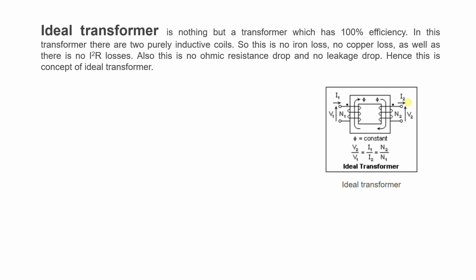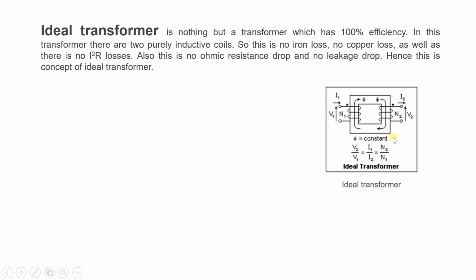In this transformer, there are two purely inductive coils. So this has no iron loss, no copper loss, as well as no I square R losses. Also, there is no ohmic resistance drop and no leakage drop. Hence, this is the concept of an ideal transformer.